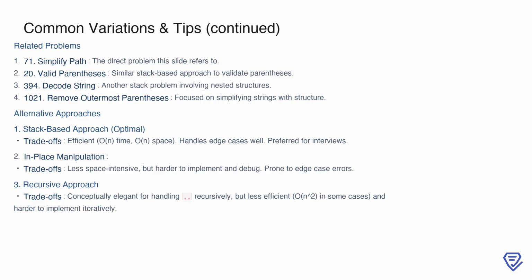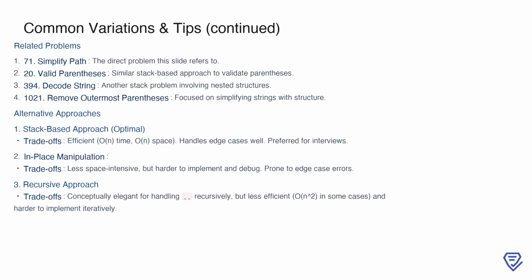Finally, let's explore related problems and alternative approaches to solving path simplification. Some problems that share similar concepts include valid parentheses, which uses a stack to validate parentheses, and decode string, which involves stack-based operations for nested structures. Another example is remove outermost parentheses, which simplifies strings with structural patterns. For alternative approaches, the stack-based method is the most efficient and widely used. It's optimal in terms of both time and space complexity, typically O(n) for both, and it handles edge cases cleanly, making it a preferred choice in interviews.